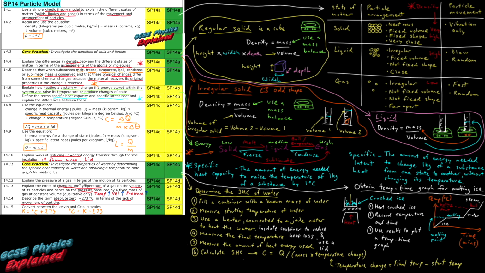Explain the pressure of a gas in terms of the motion of its particles. You just need to say that the pressure of the gas is because of the motion of the particles. Pressure is caused by collision of particles.